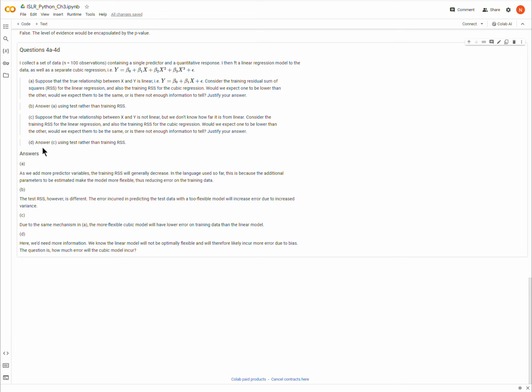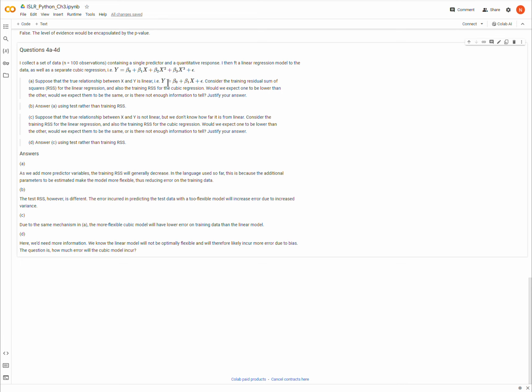And now D asks, what if we look at the testing data rather than the training data? Which of these models is likely to fit better? Well, now we don't know. Now it really is an empirical question. It depends on how nonlinear the data is, right? We already know that the linear model is going to be incurring an error because it's biased. It can't handle the complexity of the nonlinear relationship.